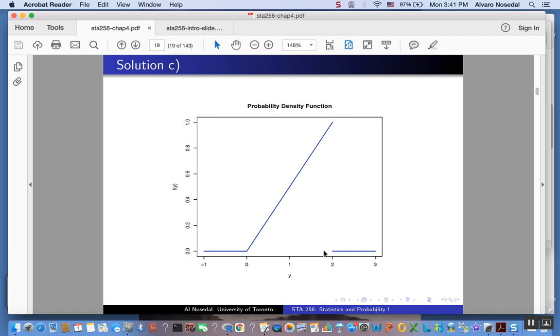And that's the case in this particular example, and it's easy to check using just geometry, because it's the area of a triangle. But we can use integrals as well, and we will need to use integrals when we have more complicated PDFs, and we will have them in the near future. Okay, so that's it for now.